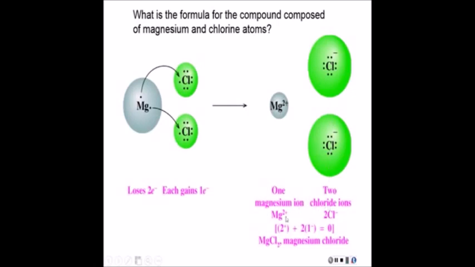If you look down here, a 1 to 2 ratio has to be represented in the formula. So this 2 is called a subscript, and it multiplies directly to its left. So there's 1 magnesium and 2 chlorides. We're not writing in the subscript 1. You notice that the 2 is not showing up in the name, though. This 2 is not in the name.